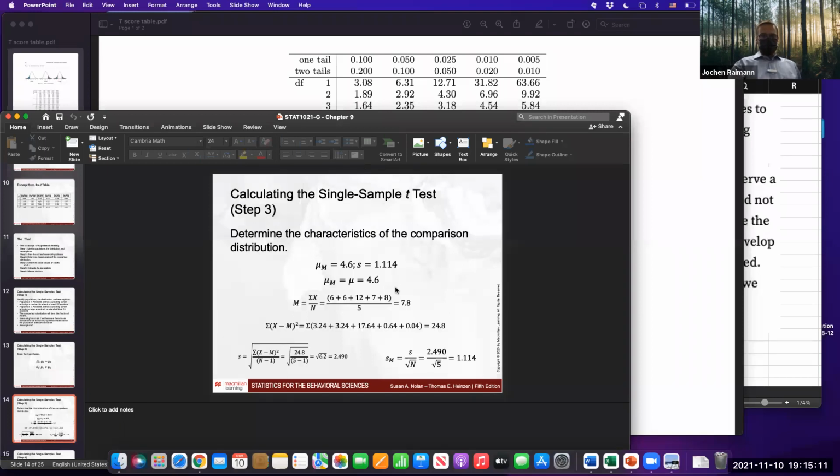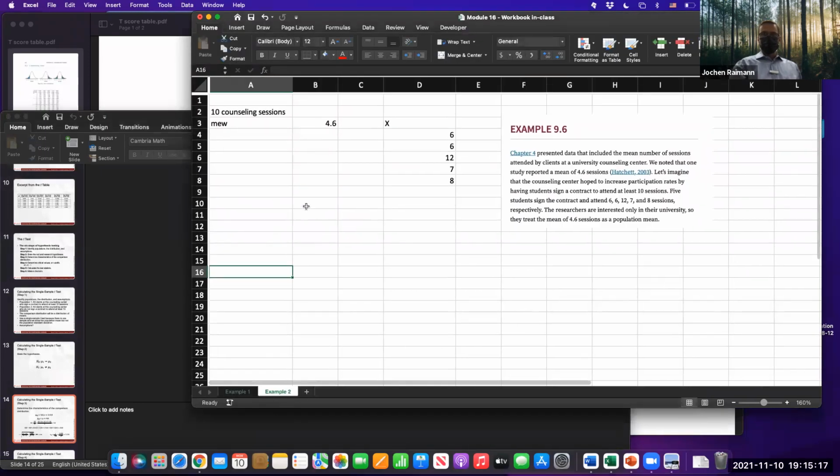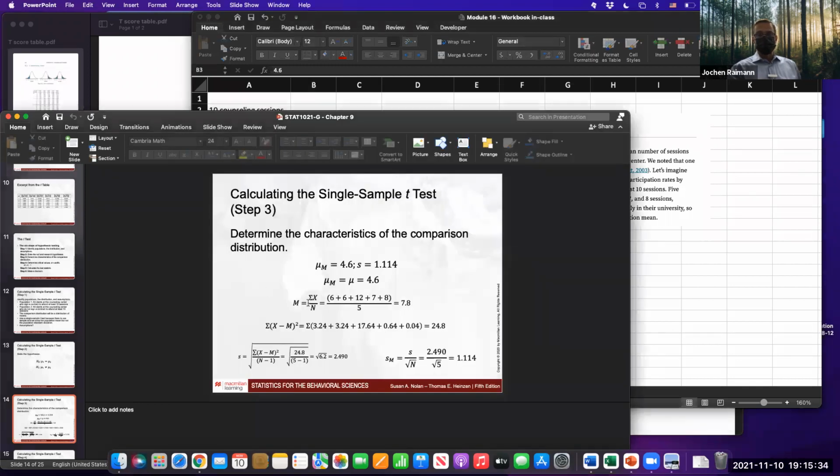So now we have the characteristics of the comparison distribution. Now we're going back here to this. So this is now our X: the number of sessions attended by clients. The mean reported by Hatchett in 2003 was 4.6 sessions. That's the mu.